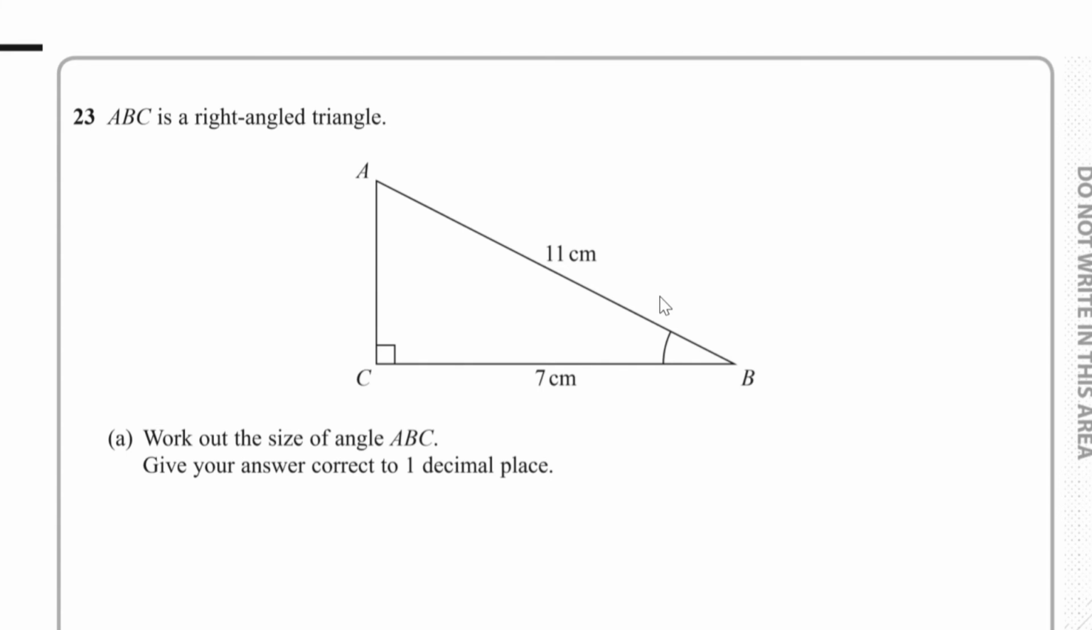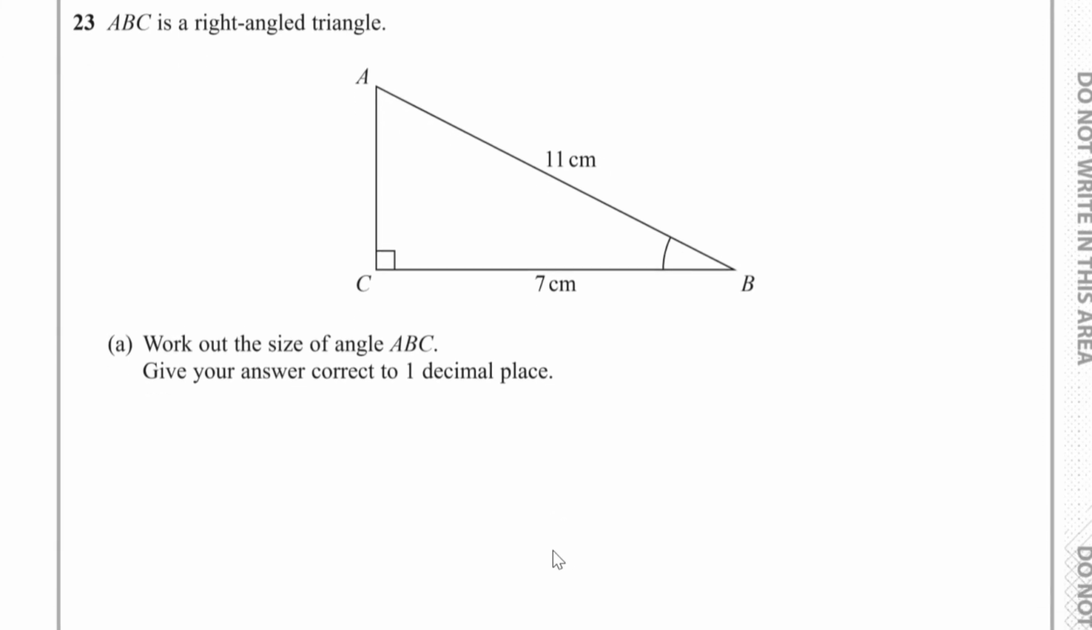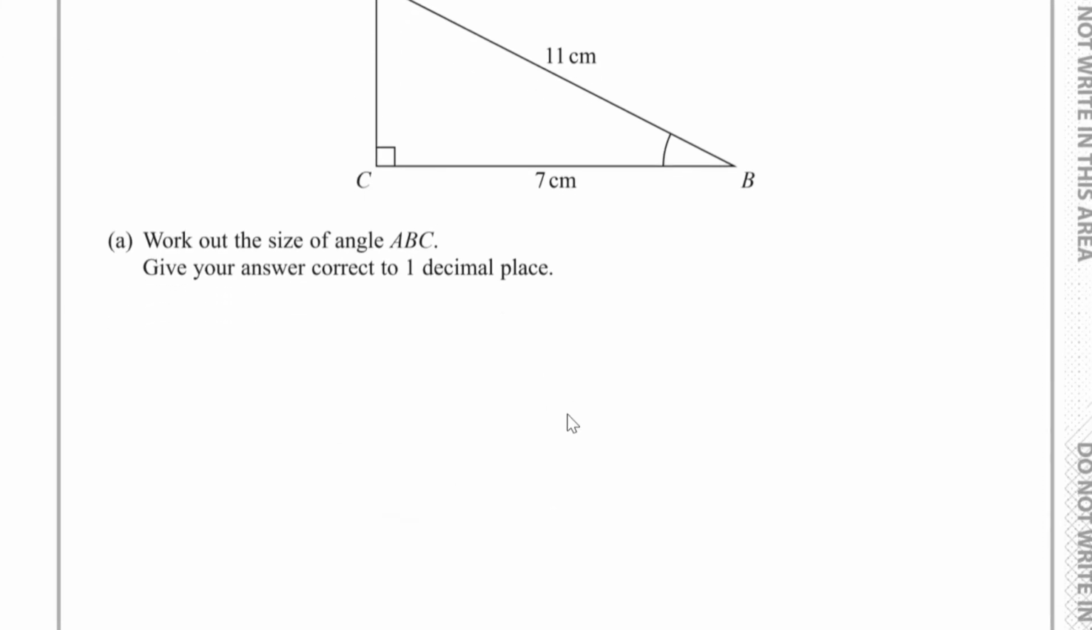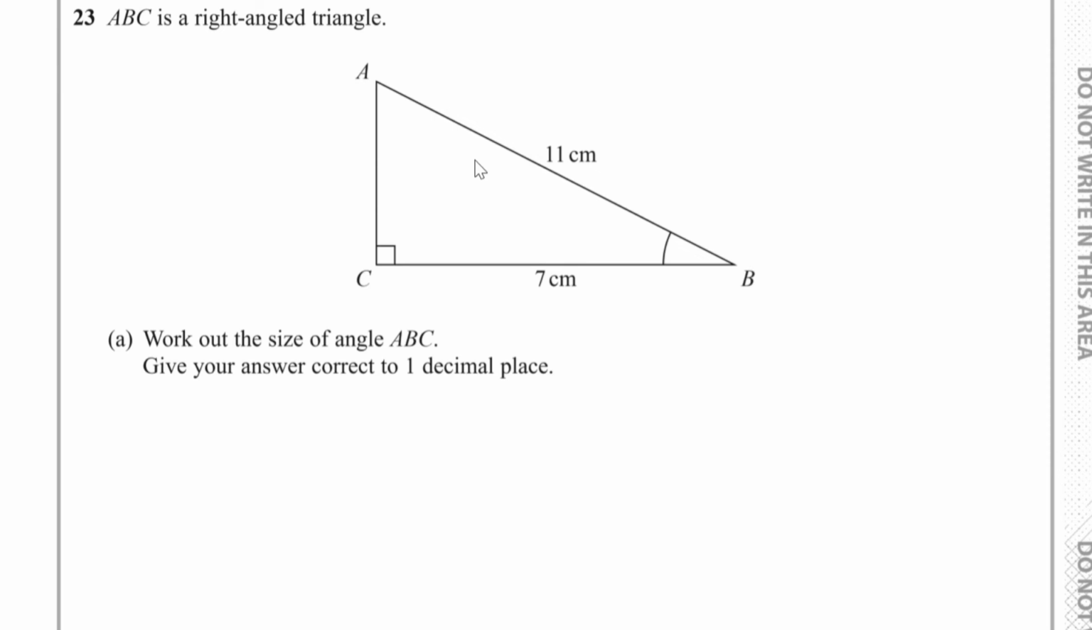Question number 23. ABC is a right angle triangle. We've got AB being 11 centimetres and BC being 7 centimetres. We have to work out the size of the angle ABC correct to 1 decimal place. Well, we've got to work out this angle here. We've been given the hypotenuse and the adjacent, and so therefore the cosine of the angle ABC is equal to 7 divided by 11.